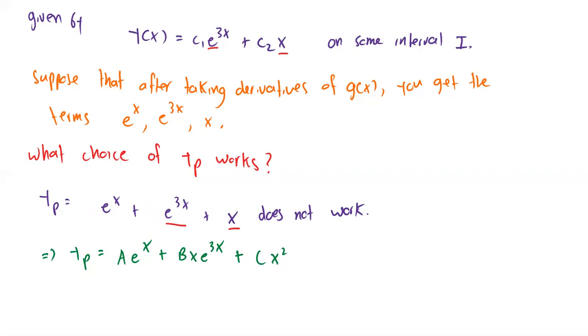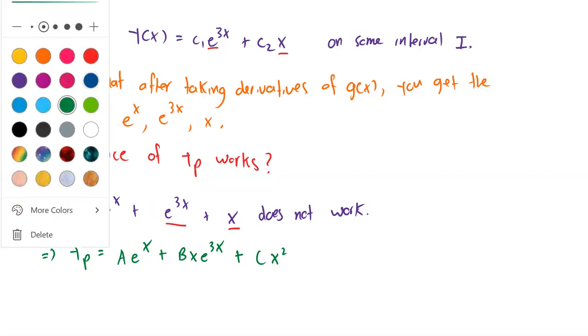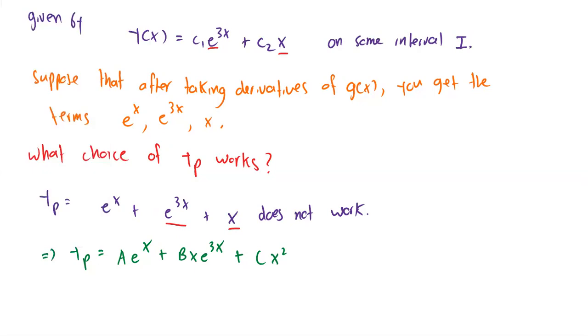And I do it like this. Obviously, the names don't matter, but it's just so that it's easier to distinguish between the general solution of the homogeneous case and the particular solution form that we're trying to guess. Okay. So this works.